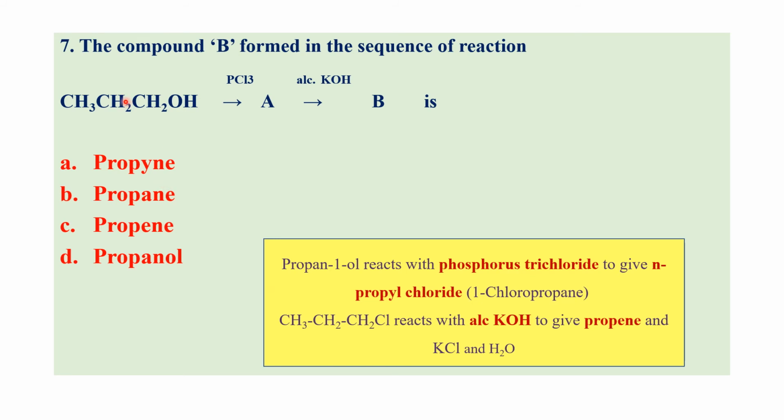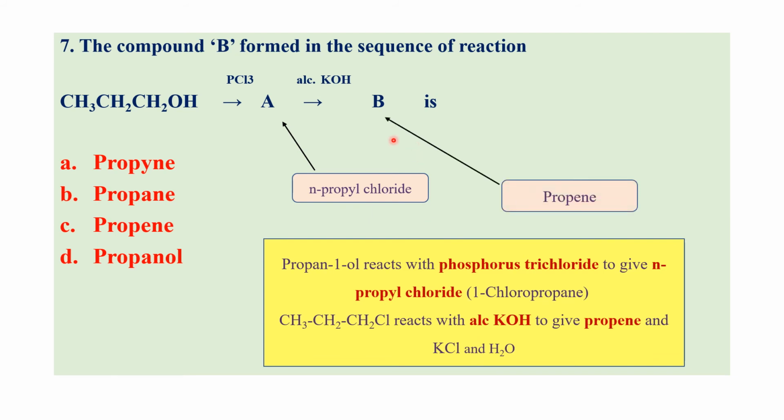Propan-1-ol, that is alcohol, propyl alcohol, will react with phosphorus trichloride and produce n-propyl chloride. So A is n-propyl chloride. When n-propyl chloride reacts with potassium hydroxide, it will produce propene along with potassium chloride and water. So B is propene. So the answer is clear. Answer is C.